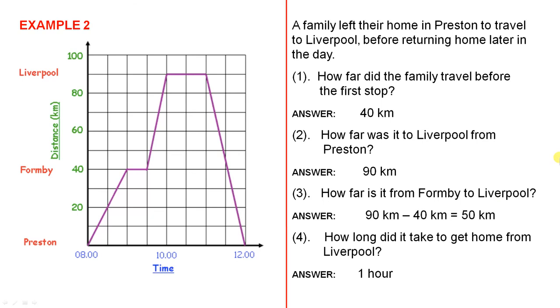So this video has introduced us to the basic idea of travel graphs, where we have time on the horizontal axis, distance on the vertical axis. Whenever there's a slope, that shows travelling is taking place, and whenever there's a horizontal line, that means a rest is taking place.